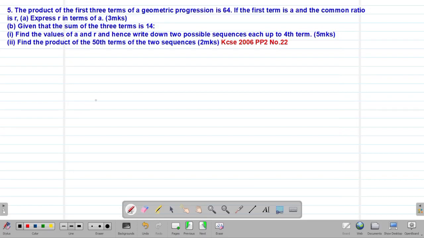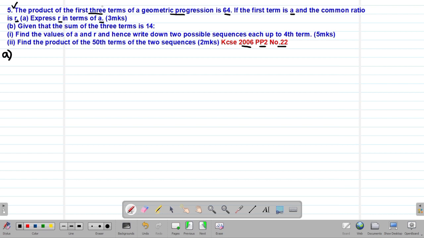Welcome to today's class. It's our 10th lesson on a given Form 3 mathematics topic called sequences and series. We are looking at our 5th example on geometric progression, which is a past KCSE question tested in 2016, paper 2, question number 22. It reads that the product of the first 3 terms of a geometric progression is 64. If the first term is a and the common ratio is r, part A of the question requires us to express r in terms of a.